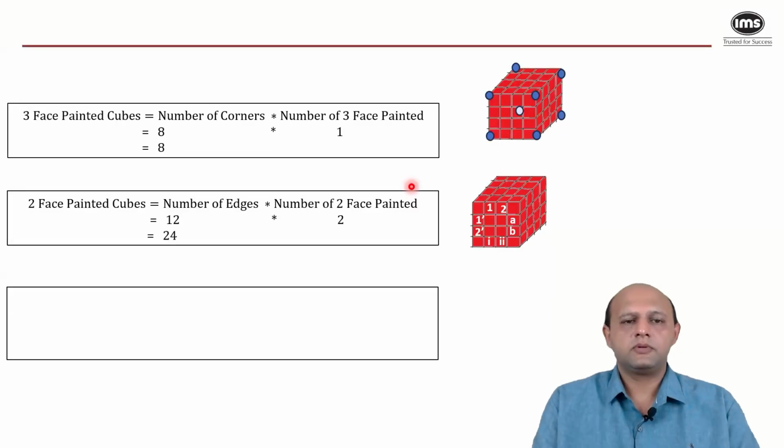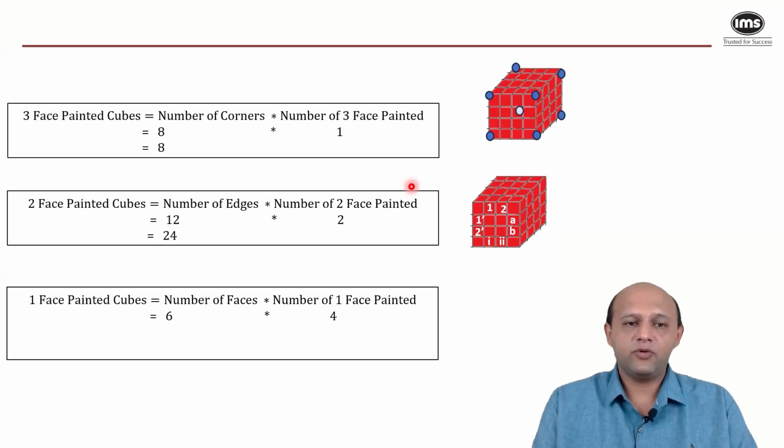The number of cubes with 1 face painted would be 24, because you would find them on the faces lying at the center. Right? So how many faces do you have? 6. How many cubes with 1 face painted on each? 4. So 6 fours are 24. This is how it would go and fit in to this cube. Okay, you've got these 4 cubes that we are talking about.